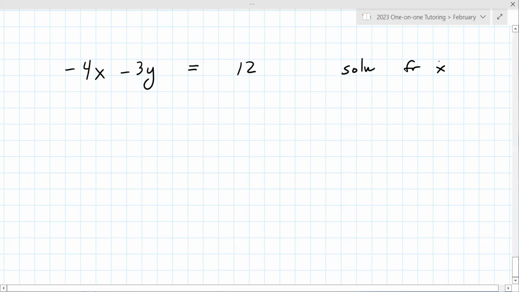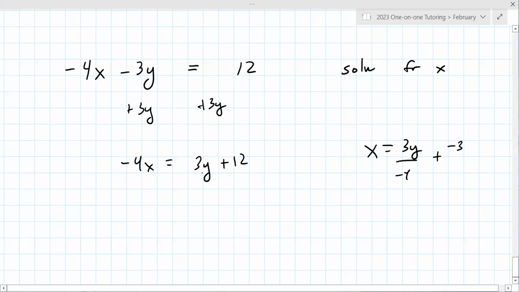So x is equal to 3y divided by -4 plus -3. Like this? Yeah. Okay, let me work it out here. So you're going to add 3y to both sides. Yep. Okay, so you get -4x equals 3y plus 12. Divide by -4. So the one on the right here is correct.